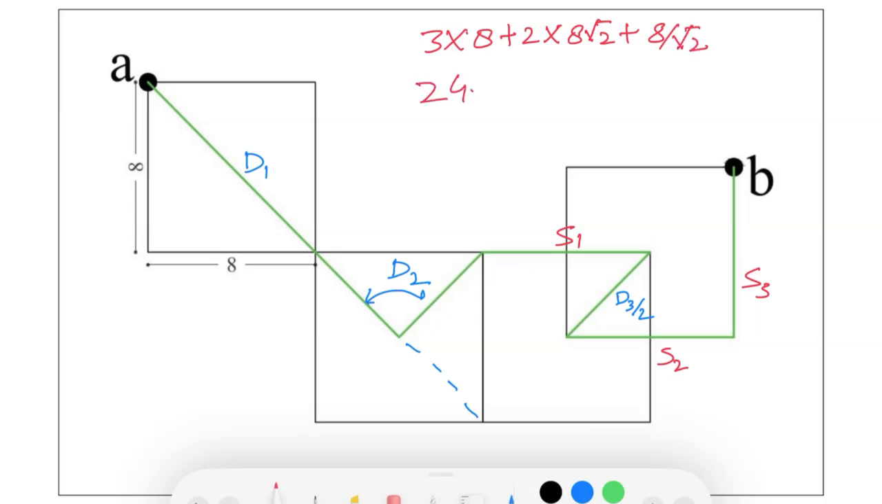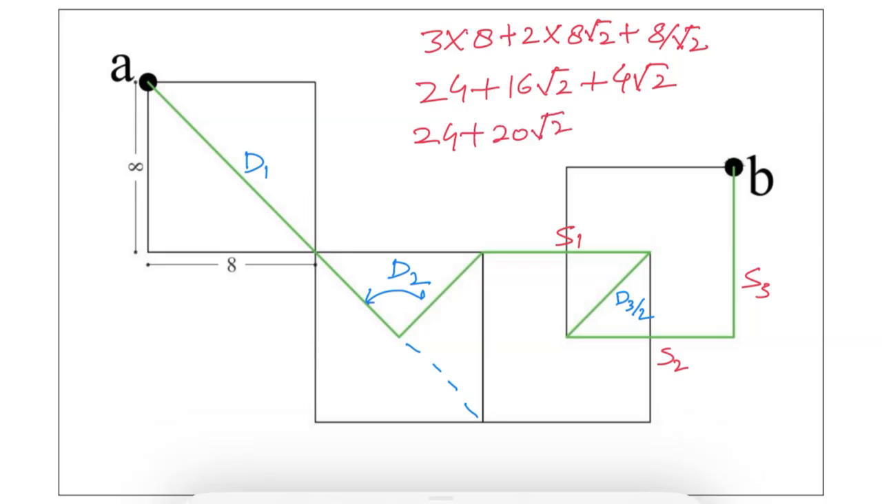So from here, what we get? 24 plus 16 root 2 plus, either we can call it 4 root 2 or we can call it 8 by root 2. I think calling it 4 root 2 will be far easier. Therefore our final answer is 24 plus 20 root 2. Okay, all of you are clear about this question?